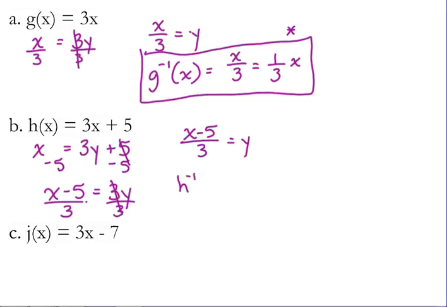Let's replace that with the inverse notation. h inverse of x is equal to, you can leave it like that, x minus 5 over 3, or they may split it up. So that's 1/3 x minus 5/3. It's just putting both terms over 3. So 1/3 x minus 5/3. Again, linear original function, linear inverse function.